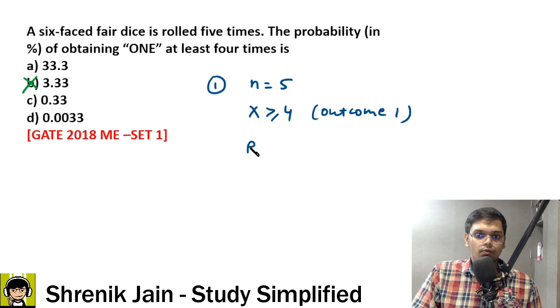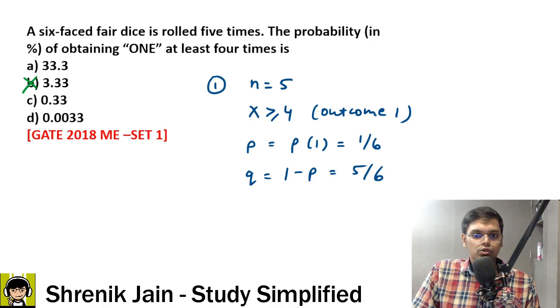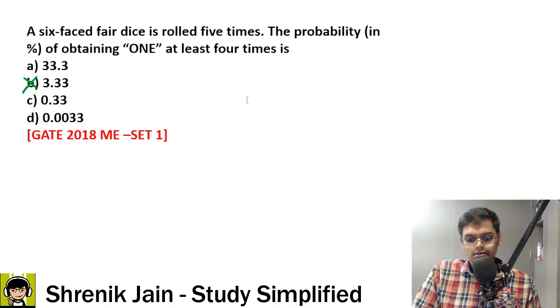So now for one trial, P is probability of getting 1, probability of getting outcome 1 when I throw a die. So it's 1 by 6. Q is the probability of not getting outcome 1, so 1 minus P, 5 by 6. Everything makes sense. Can I move forward now? Yes, Goswami ji. Kolkata is the right answer.